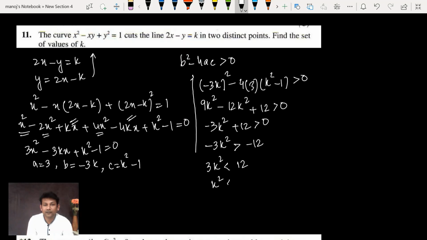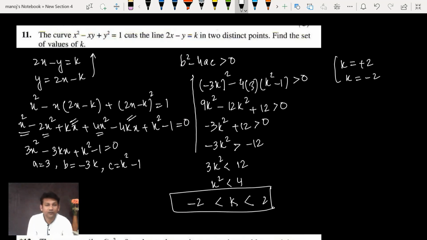K square less than 12 upon 3, which is 4, and k is okay. What I will write here is k is plus 2 and k is minus 2. And what's my method here? I have told you, you write the k in the middle with the same sign on both sides, and the minimum value here is minus 2 and the maximum value is 2, and that's your result. Without drawing the sketch, we can get the answer.